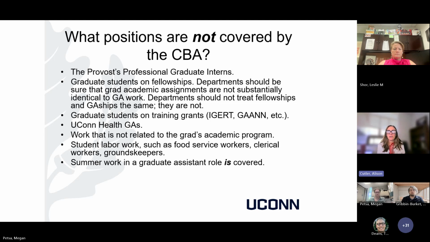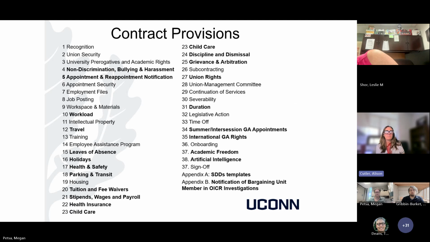Training grants, they're not GAs. UConn Health GAs do not fall under the contract. And then I added this in: work that is not related to their academic program should not be a GA ship. And then obviously student labor work. But the last bullet here is that summer GA work is covered under the contract. That's Article 34. Okay, next slide.